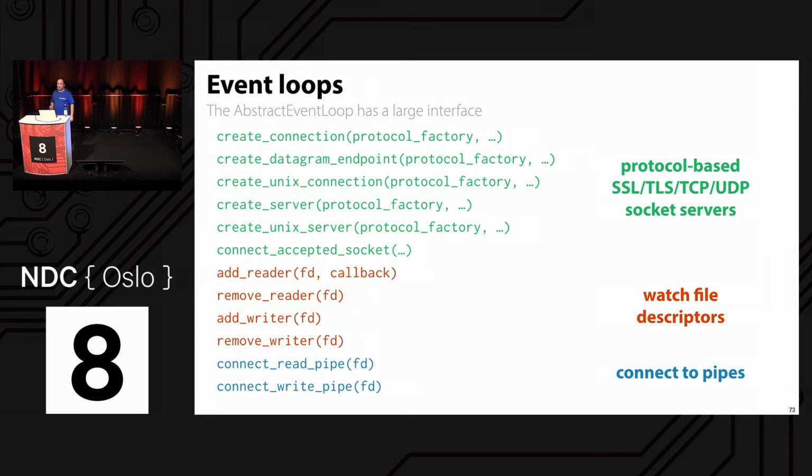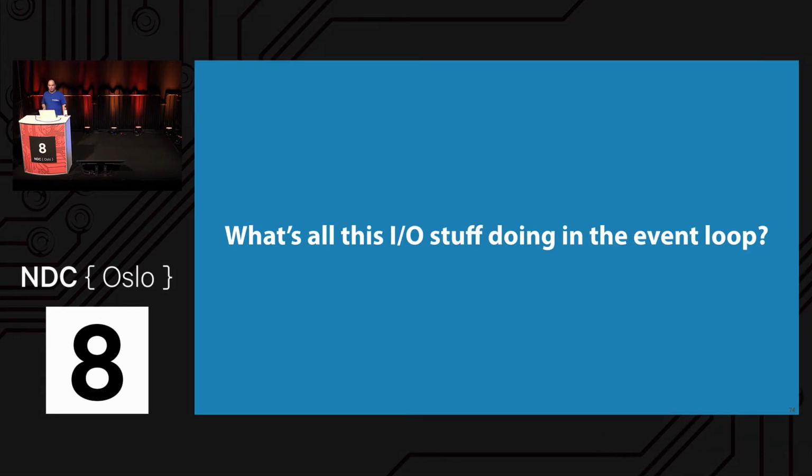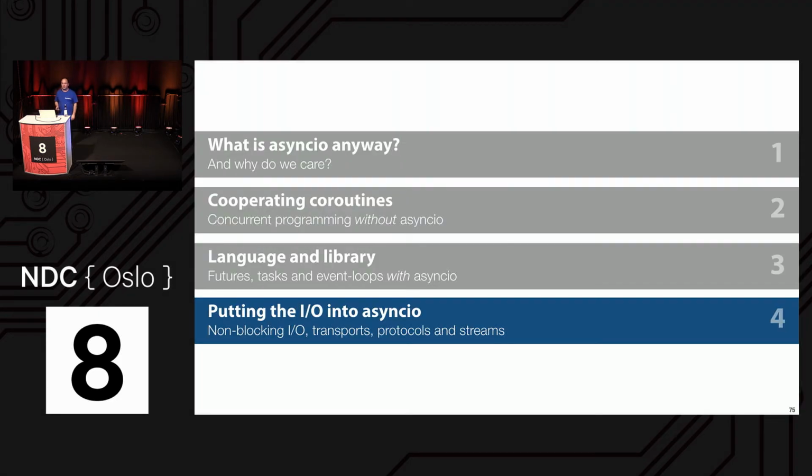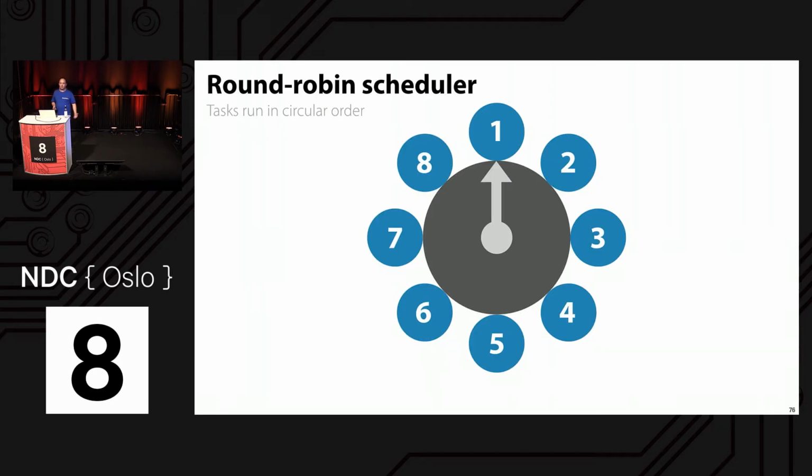There's even more. There's protocol-based SSL, TCP socket servers. We can watch file descriptors. We can connect to pipes. This is a very substantial public API to the abstract event loop. But the question is, what's all this I/O stuff doing in the event loop? So finally, we get onto I/O. We've got this far talking about coroutines without really talking about why we care. Well, the reason all this I/O stuff is in the event loop is to do with when tasks are run.